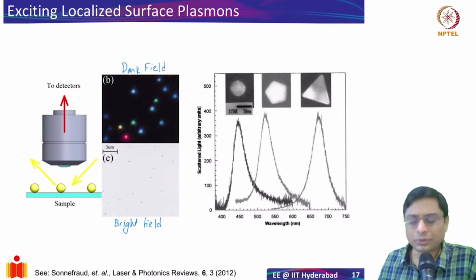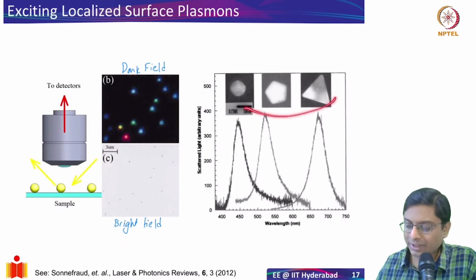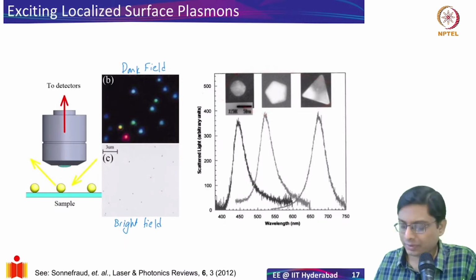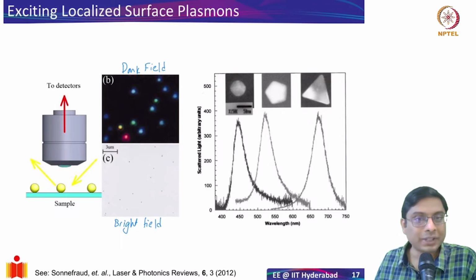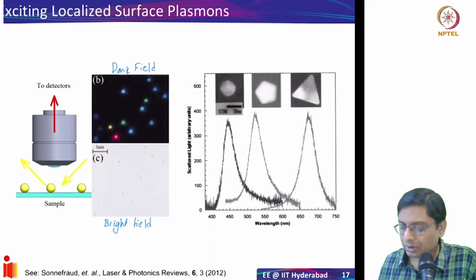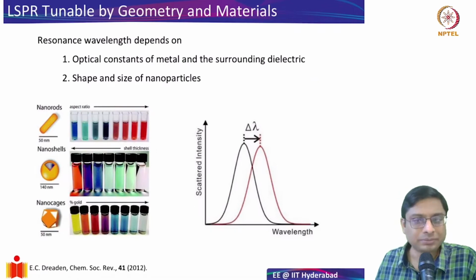Okay. And we've also seen how the geometry can affect the resonance position. So we have explained only the nanosphere, but even other geometries can exhibit this, and depending on the geometry, the resonance position changes, as you're seeing here. Now for applications, we would like to actually tune the resonance. We want the resonance to be easily tunable. So what are the factors that make the resonance tunable?